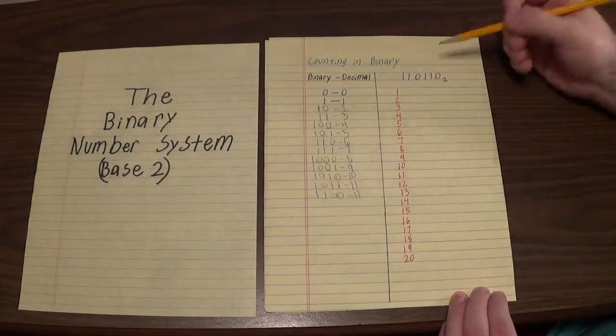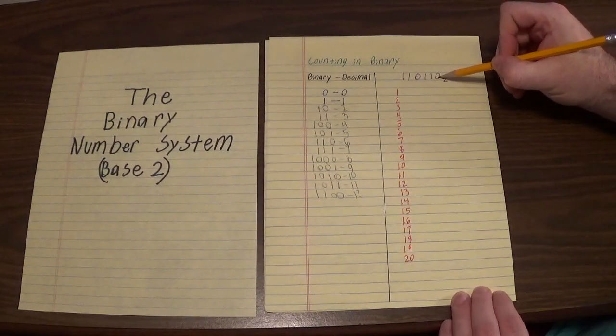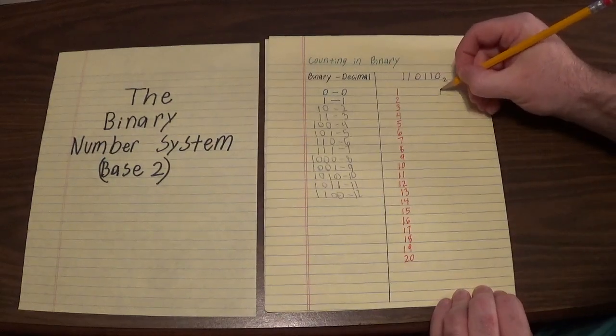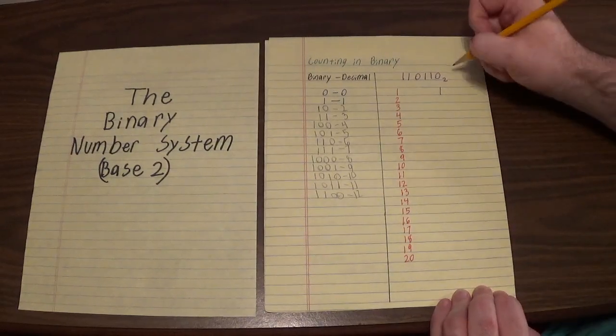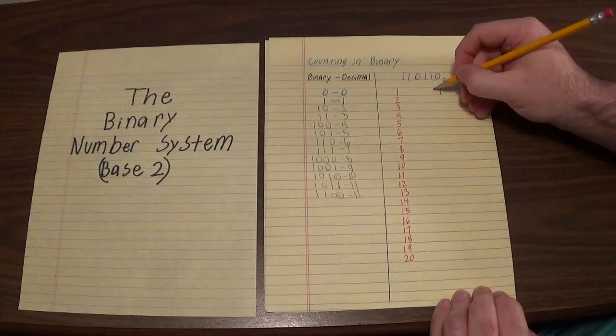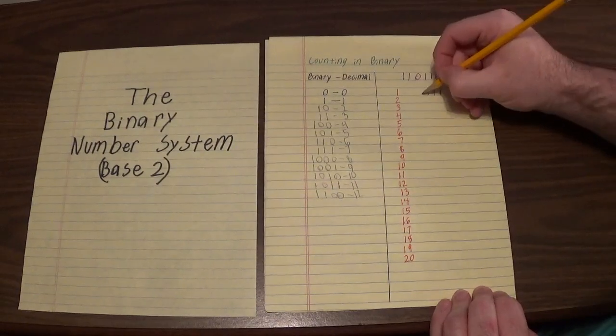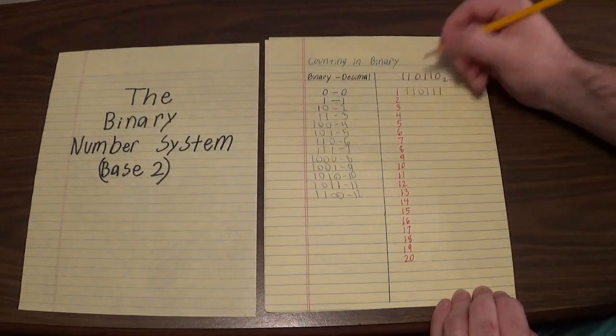I can add in a 1. So the first place value is a 0. I can add my 1 right there. Everything to the left just comes down. So 1, 1, 0, 1, 1.